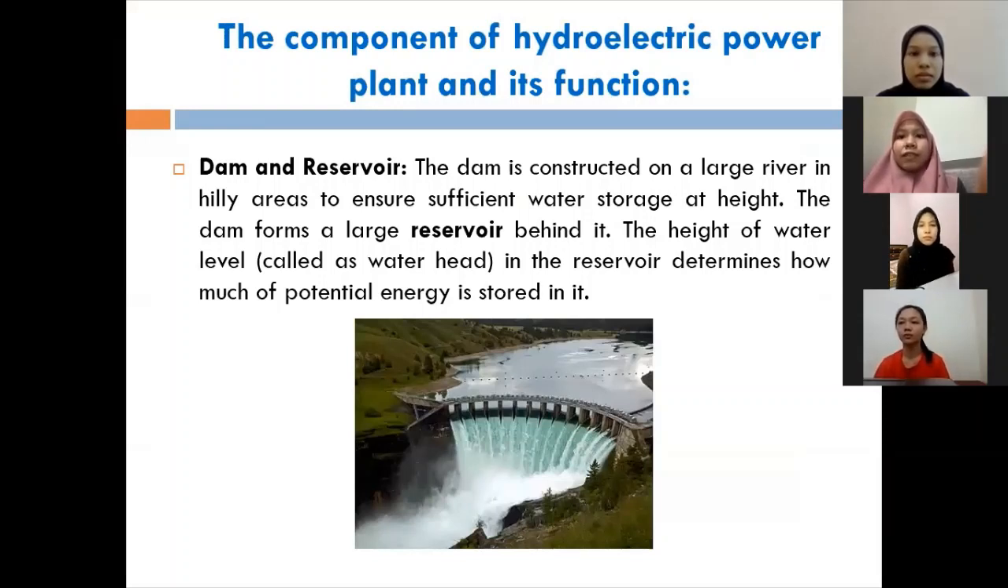Okay, the first component of a hydroelectric power plant is the dam and reservoir. The dam is constructed on a large river in hilly areas to ensure sufficient water storage at head. The dam forms a large reservoir behind it. The head of water level in the reservoir determines how much potential energy is stored in it. Next.